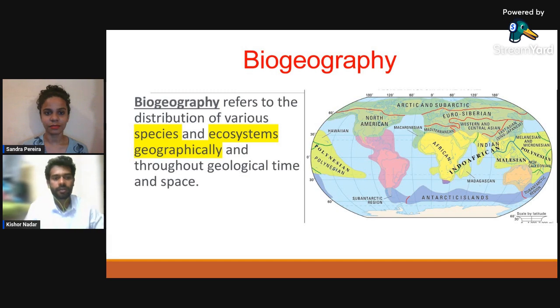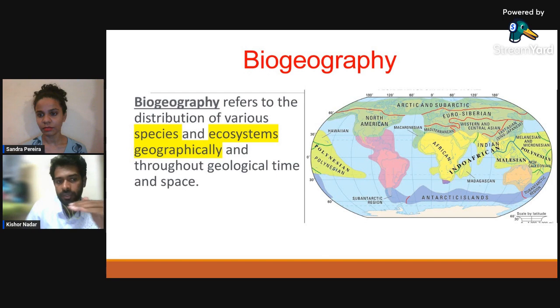Okay, biogeography. What's biogeography? Biogeography refers to the distribution of various species and the ecosystems geographically. So, Earth has different geography from the poles to the equator. We can consider the North Pole and South Pole. These two locations have very low, freezing temperatures, and in the equatorial regions, the temperature is totally opposite. Also, due to this, with the temperature regions, the flora and fauna also change.